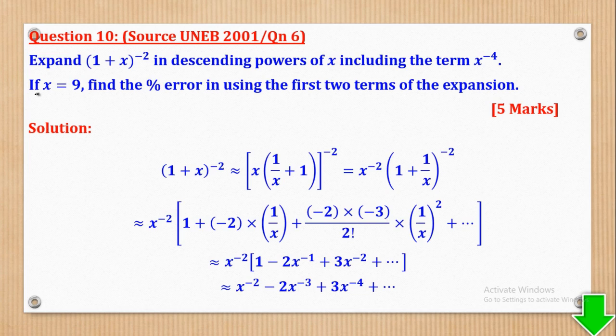So now we shall go to the other part, which is that if x is equal to 9, find the percentage error in using the first two terms of the expansion. So we are going to use these first two terms. That means that where there is x, you put there 9. So when we do that, we are going to come up with this expression.